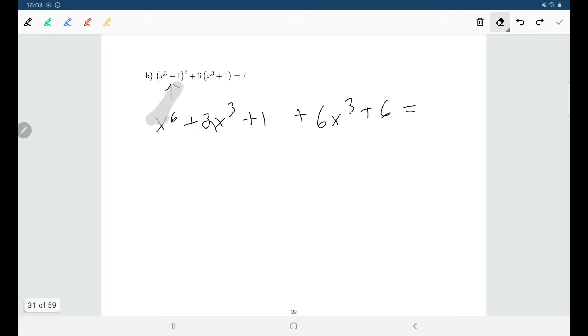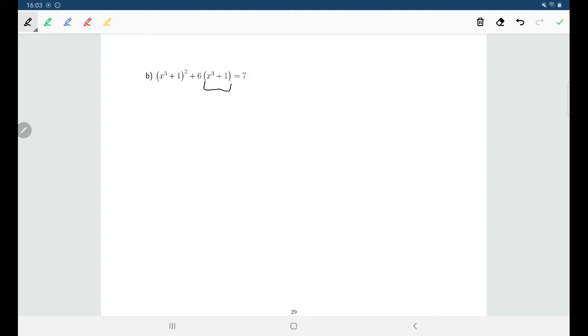So maybe the better strategy would not be to expand, and this would be where you think about, well, could there be something else clever that I can do to solve this? And you might notice that you do have, again, something and that same something that has been squared. So if you were to let u replace that x cubed plus 1, then that means u squared would be the x cubed plus 1 squared. So really, this equation could be rewritten as u squared plus 6u equals 7.